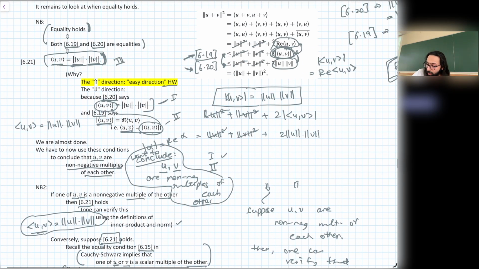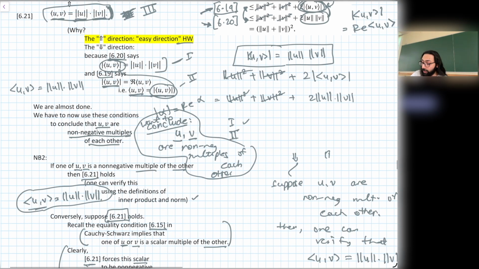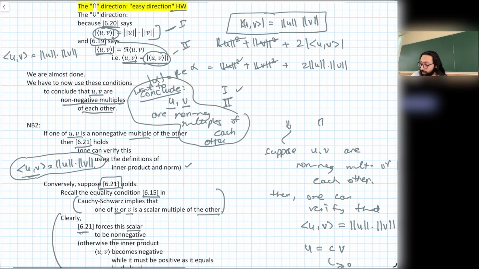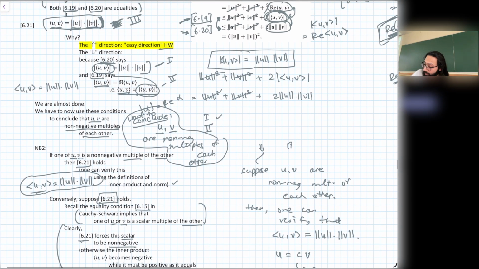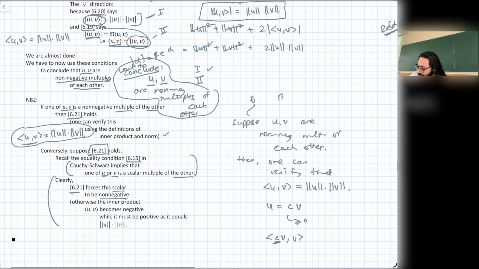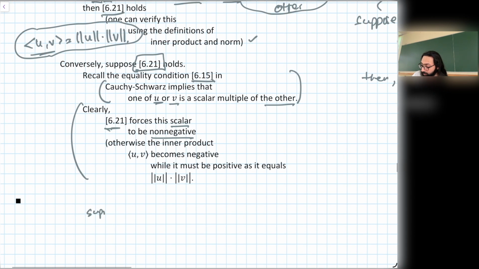So okay, was this step 3 clear? First of all, let's backtrack. So step 3 was fine. Now what we're trying to argue is that, suppose this step 3 is true. Let me write it down maybe somewhere. So suppose you're given that the inner product of U and V is the norm of U times the norm of V.